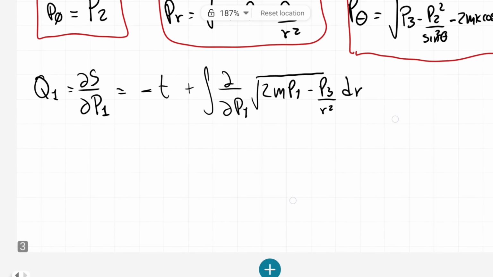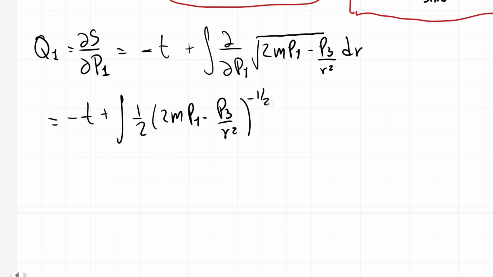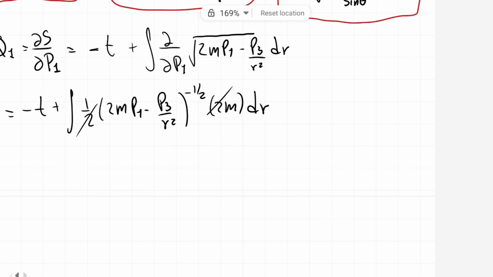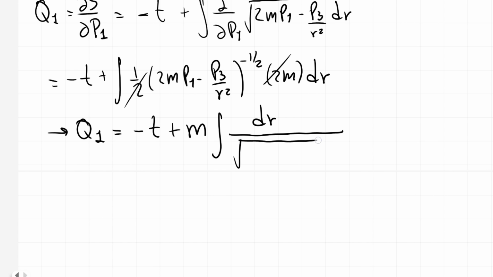Okay, perfect. So if we make this calculation, here we will get minus t plus the integral of 1/2 times 2m P1 minus P3 divided by r squared to the negative 1/2 times 2m dr. We can cancel these 2's to get that Q1 is equal to minus t plus m times the integral of dr divided by the square root of 2m P1 minus P3 divided by r squared.